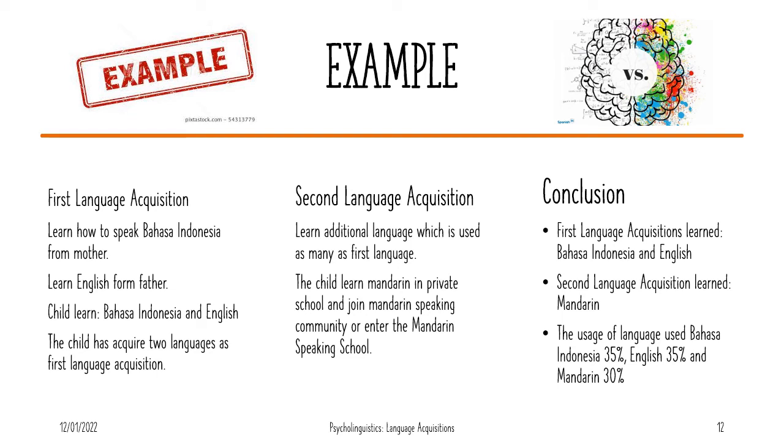So in conclusion, the child learns Bahasa Indonesia and English from their mother and father. Then the second language acquisition is Mandarin, which is learned and spoken as much as the first language in school. So the usage of three languages is, for example, Bahasa Indonesia 35%, English 35%, and Mandarin 30%. Bahasa Indonesia and English are the first languages and Mandarin is the second language.